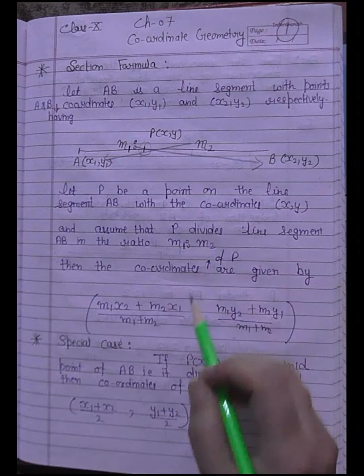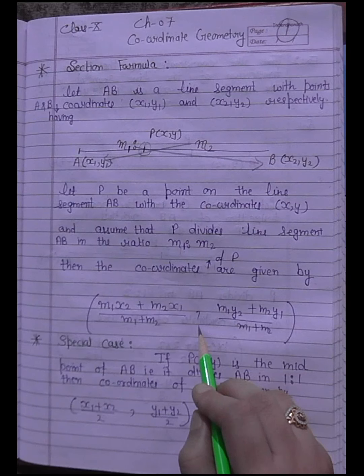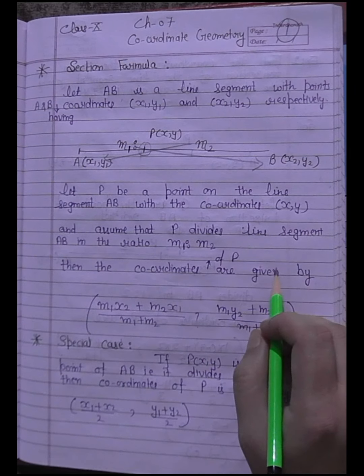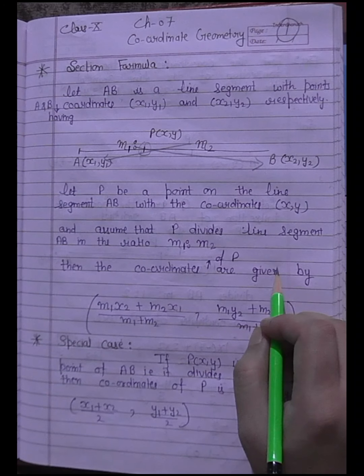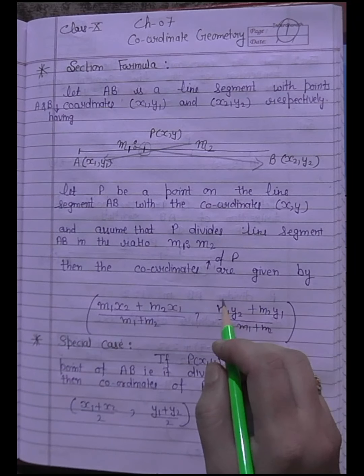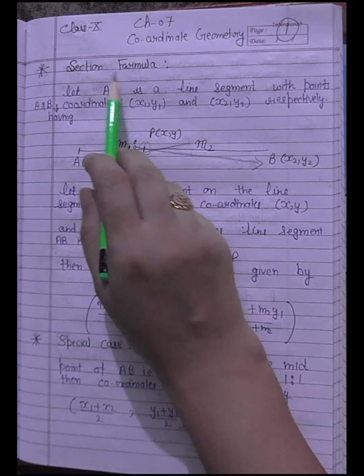Here I have not derived the section formula because for this I need chapter 6 which we have not discussed yet. So whenever chapter 6 is discussed, we will derive the section formula.